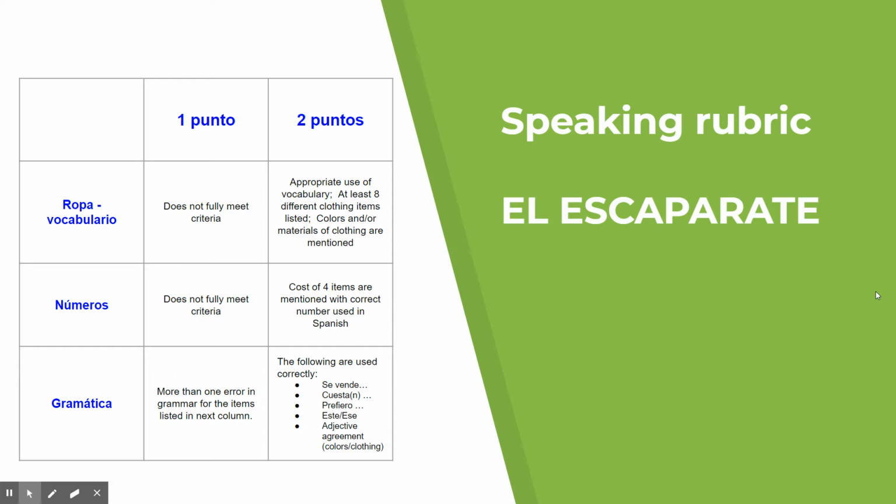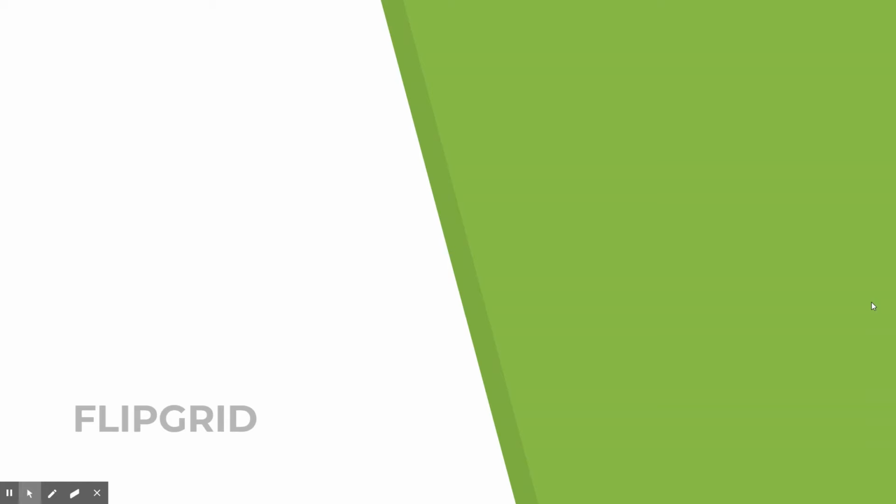For the gramática, I'm looking for 5 different things. That you use se vende to tell me what they sell at that store. Cuesta, for example, la camisa cuesta, or las botas cuestan. Tell me which one you prefer using prefiero, the correct use of this or that. And then also when you mention colors related to clothing, for example, if it is la camisa, it should be roja. Okay? That's the category.